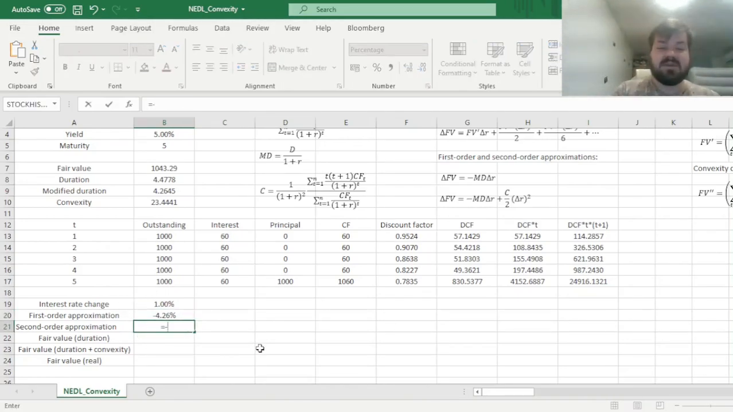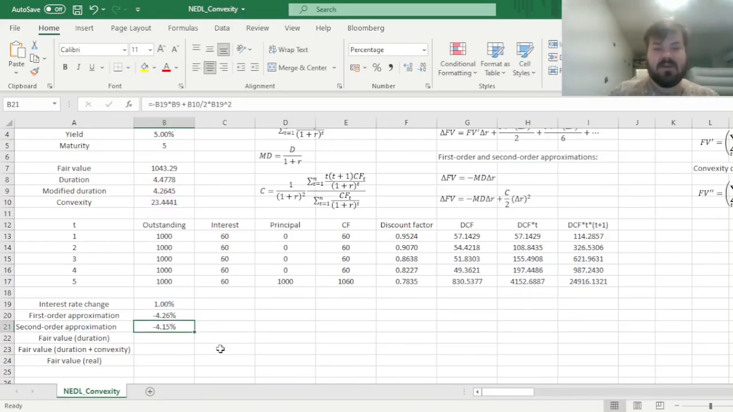In the second order approximation, we start with the same calculation, but we also add convexity divided by 2 times the squared interest rate change. And here we see that the second order approximation tells us that the depreciation of bond value when interest rates increase would be less dramatic, but by only 11 basis points.